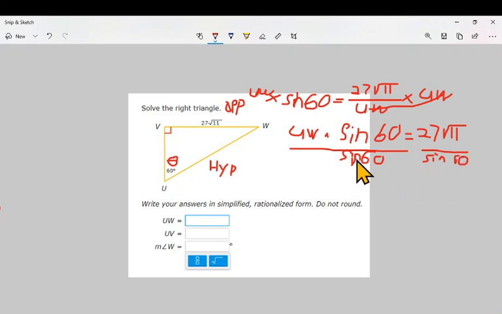Alrighty. The sines of 60 cancel out, and we are left with UW equals 27 square roots of 11 all over sine of 60. Okay, and this is where it really starts deviating from what we were doing in R8 and R9.